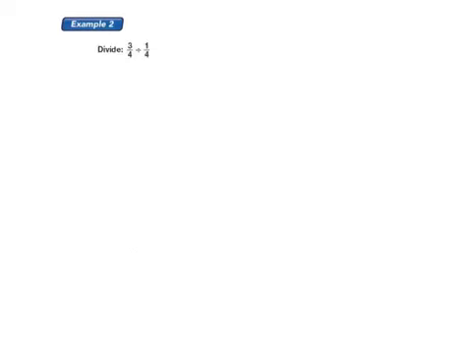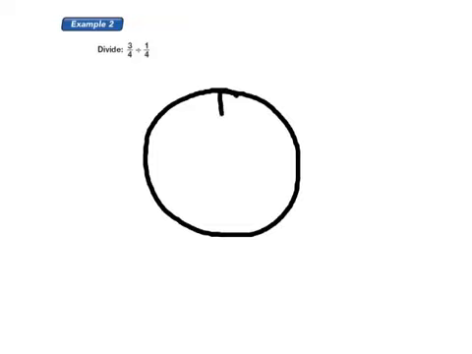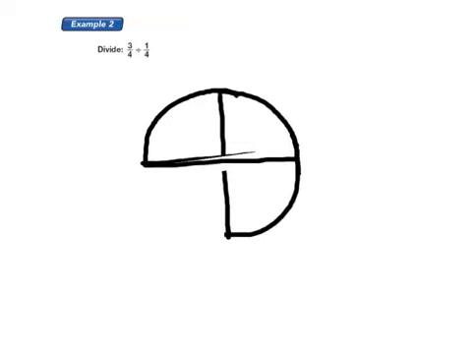Okay, example 2, 3/4 divided by 1/4. So how are we going to do this? We're going to draw a circle and divide that circle into fourths. But I only want to know about 3/4 of my circle. So I'm going to erase. Oh, that's not what I wanted to do. Try that again. I'm going to erase this bottom piece of my circle here. So now I have 3/4.